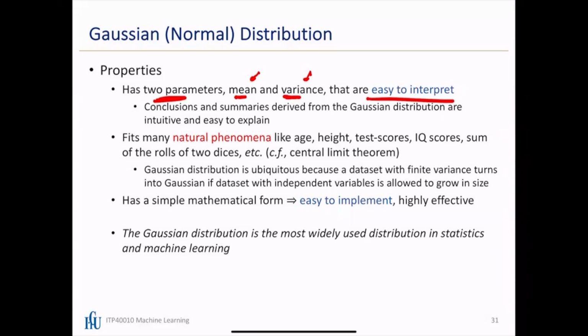And Gaussian distribution describes many natural phenomena like age distribution, height distribution, IQ scores, or the summation of some events, things like that. And there is a particular reason why lots of different types of events actually converge into Gaussian distribution. Theoretically, there is a theorem called the central limit theorem. We are going to discuss it in a minute. But as an effect, as an influence, Gaussian distribution is everywhere because a data set with finite variance turns into Gaussian.